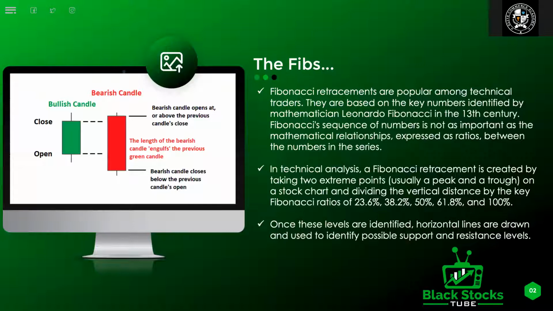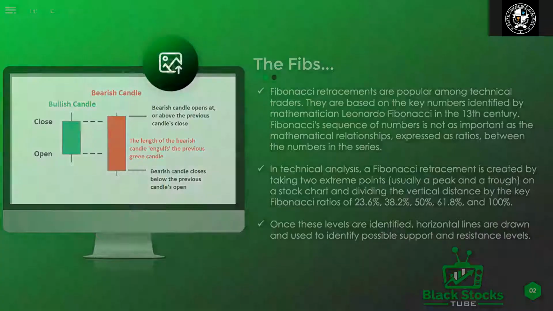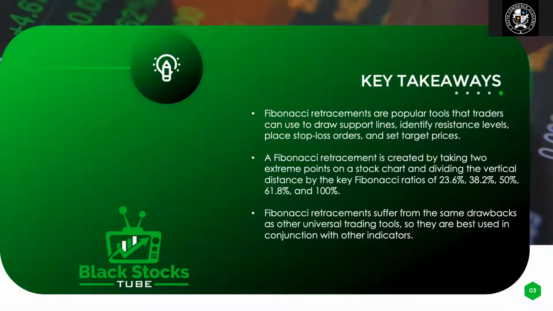I'm gonna show you. Once these levels are identified, horizontal lines are drawn and used to identify possible support and resistance levels. All right. Fibonacci retracements are popular tools that traders use to draw support lines, identify resistance levels, place stop loss orders, and set target prices. A Fibonacci retracement is created by taking two extreme points on the stock chart and dividing the vertical distance by the key Fibonacci ratios. Fibonacci retracements suffer from the same drawbacks as other universal trading tools, so they are best used in conjunction with other indicators.